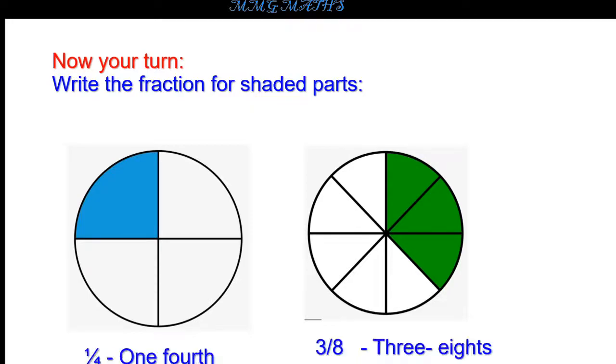Let's see the answer. So look here children, what's the answer? So here you can see, write the fraction for shaded parts. So this circle is divided into 4 equal parts. Always remember that while writing the fraction your diagram should be divided into equal parts. Okay, so here your fraction will be 1 by 4, and here, this circle is divided into 8 equal parts and 3 shaded parts, so 3 by 8 will be the fraction. Moving to the next page.